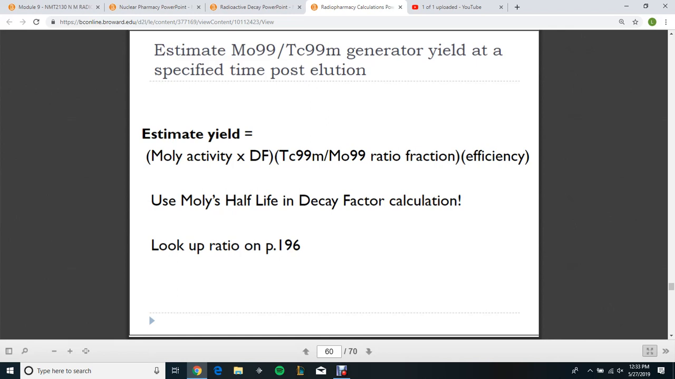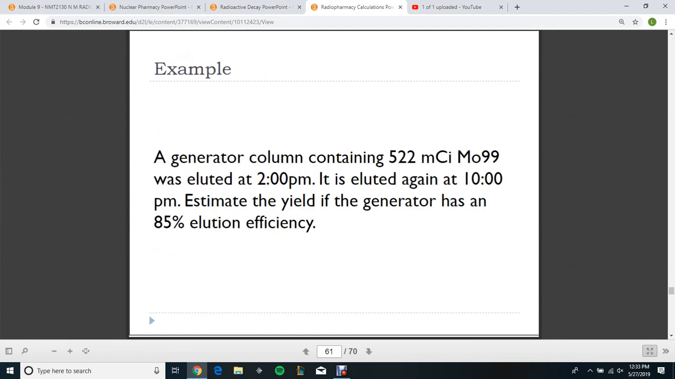To get the estimated yield, you have the Moly activity times the decay factor, and then the tech to Moly ratio fraction times the efficiency. Use Moly's half-life and decay factor calculation. Look up the ratio on page 196.